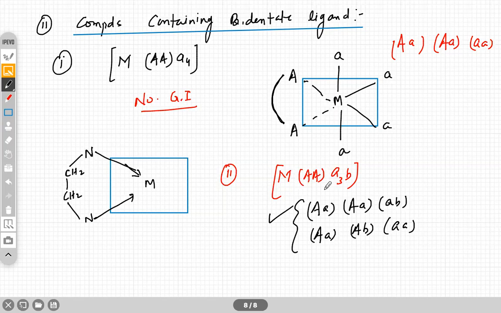Sir, in the previous one, you'll get AA, capital A, small a, two pairs of that, and then capital A, small a. No, you won't. Capital A, you won't get. Oh, right. That is the rule, right? Bidentate should always be at 90. Right, 90 degrees. So you place it only here. Okay, sure, sir. So it is always at 90 degrees, so you won't have the pair of AA. This pair can never be formed.